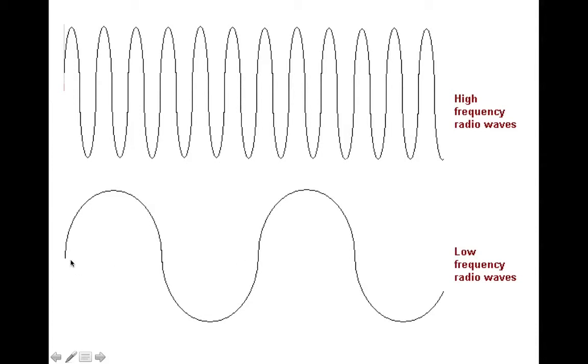Now on this one, in 1 second, just 1 wave passes. So this bottom one would have a frequency of 1 hertz. So for frequency, the more squished a wave is together, the higher the frequency. The more stretched out a wave is, the lower the frequency that wave is.